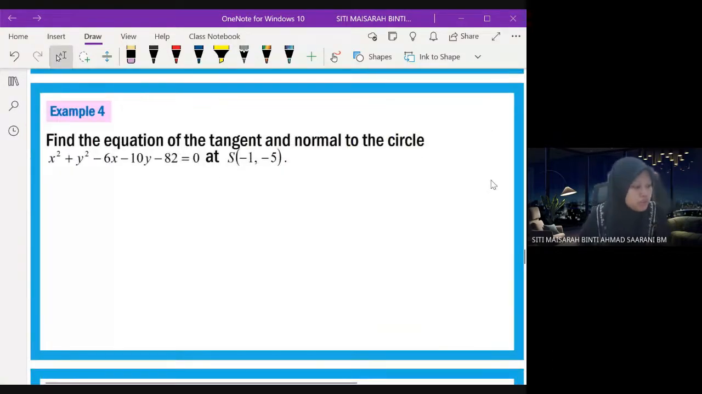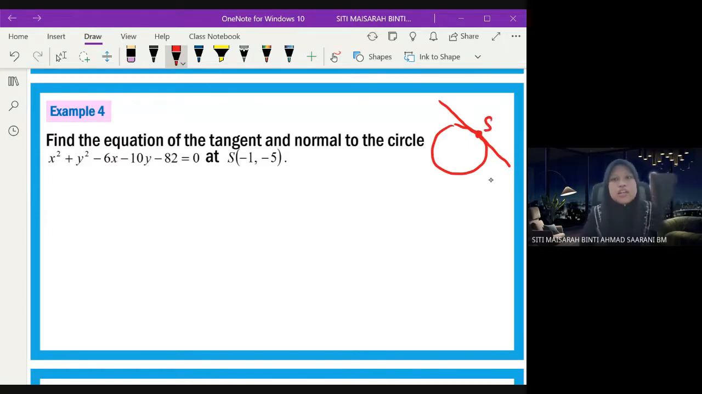Okay, example 4. Okay, contohnya kalau dia bagi soalan macam ni lah. Find the equation of tangent and normal to the circle. Equation of circle tu dia bagi X square plus Y square minus 6X minus 10Y minus 82 is equal to 0. At S, negative 1, negative 5. Okay, bayangan dia sama lah. So ini awak punya circle. Yang ini dia punya line. Sini dia punya line. Point S lah.